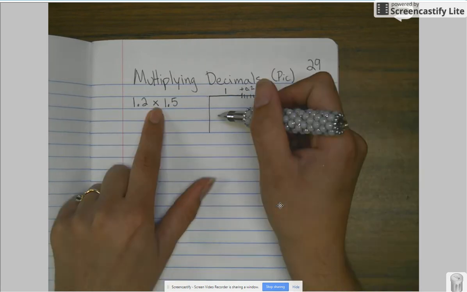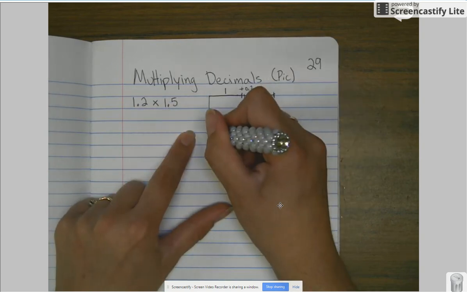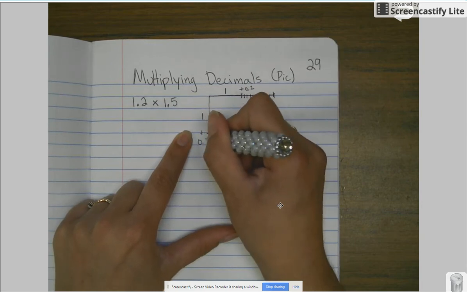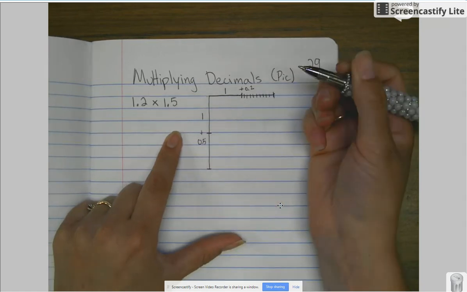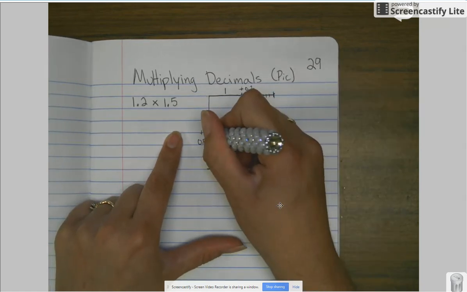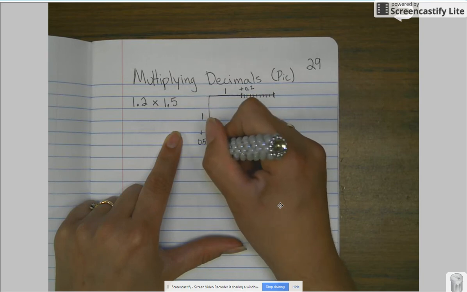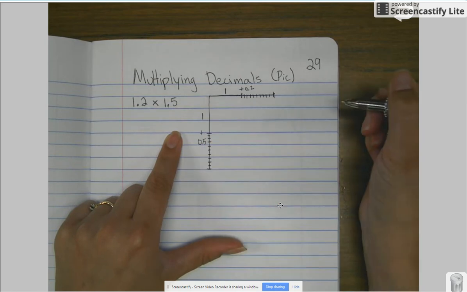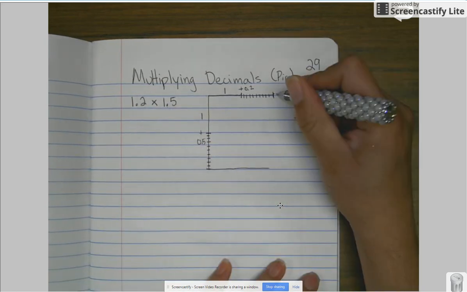Okay, similar this way, only we need 1.5 or 1 and 5 tenths. So right here would be another whole unit. And now we need 5 tenths. So another whole unit, but we are only going to end up using 5 of those tenths, but we need tenths. So 1, 2, 3, 4, 5, 6, 7, 8, 9, and 10. Okay, now go ahead and let's put that square together.